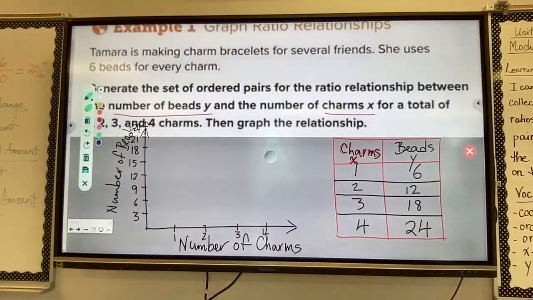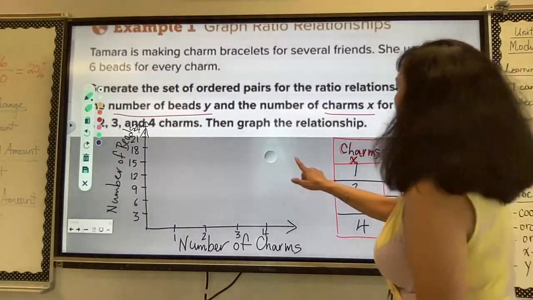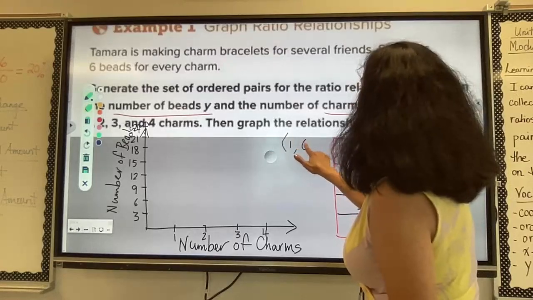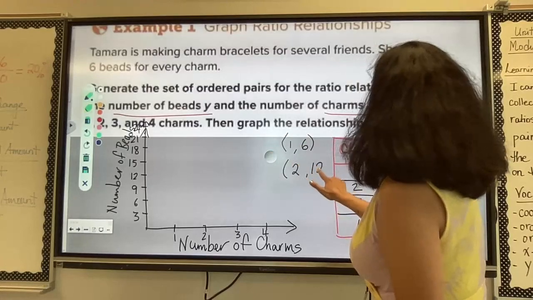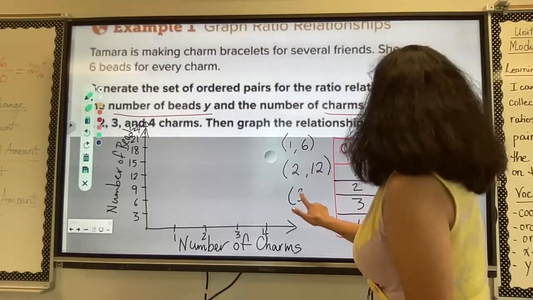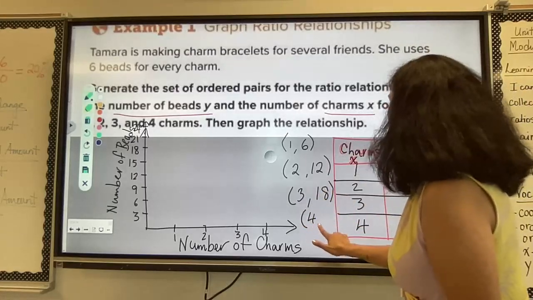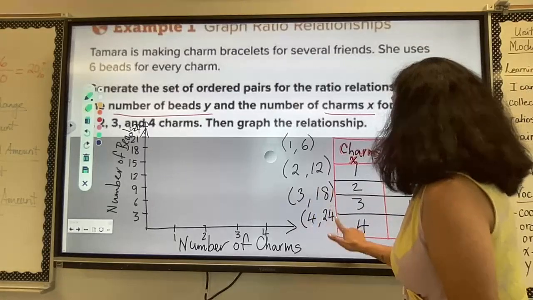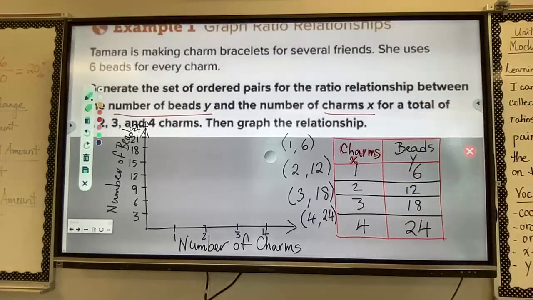Okay, and so here are my ordered pairs. My ordered pairs are 1 and 6, 2 and 12, 3 and 18, 4 and 24. So remember, X before Y. And then I just take these and I plot them.